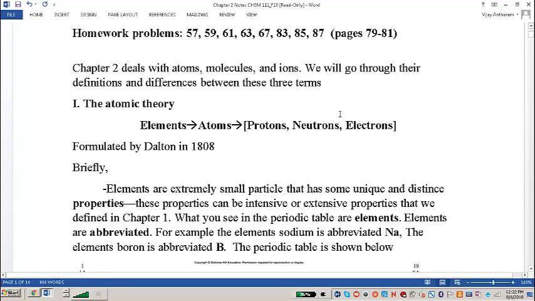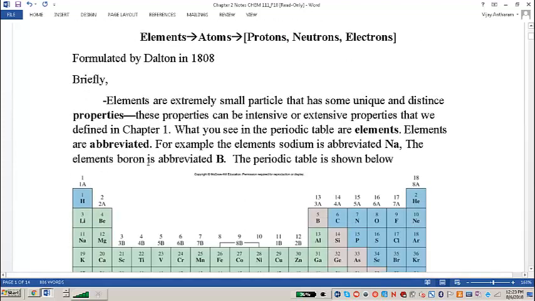The periodic table contains elements. All those 118 or so little boxes are actually elements. And as we know, elements can further be broken down into atoms, and atoms can further be broken down into protons, neutrons, and electrons. Dalton formulated his theory of the atom in around 1808, and it was the Russian chemist Mendeleev who organized all of this into what is now called the periodic table.